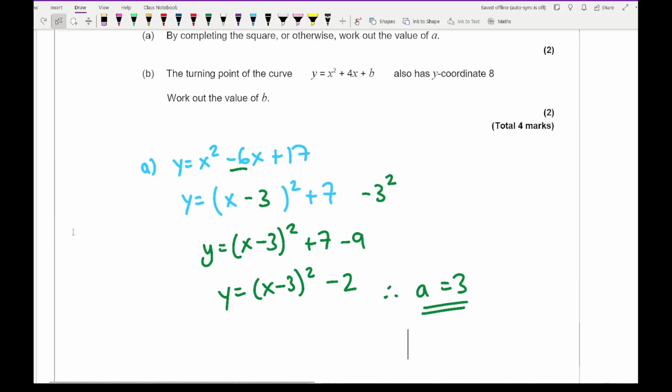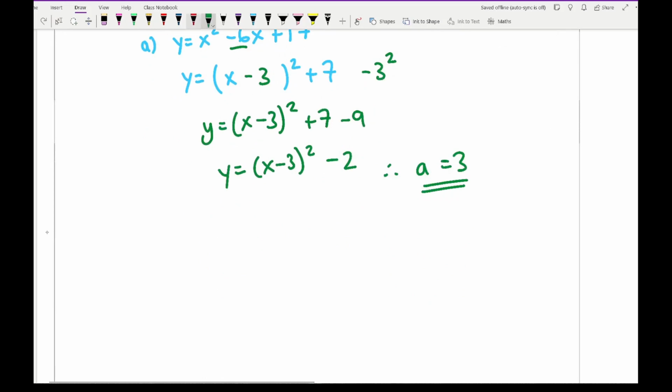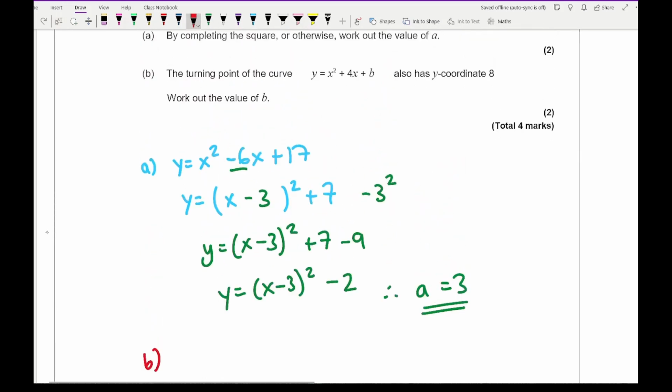For part b, it says the turning point of the curve y equals x squared plus 4x plus b also has a y ordinate of 8. Work out the value of b. So let me just write that down again. So here I've got this equation, y equals x squared plus 4x plus b.